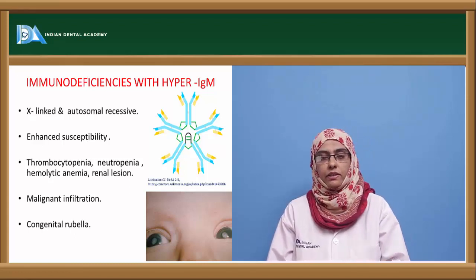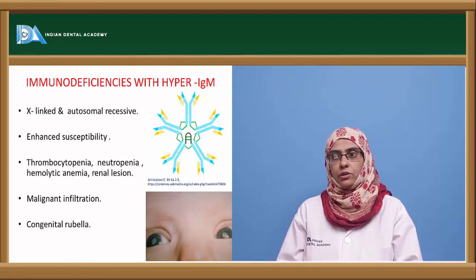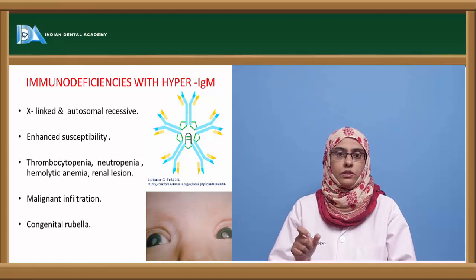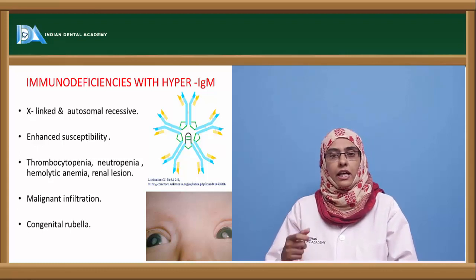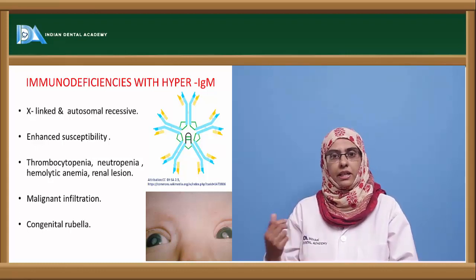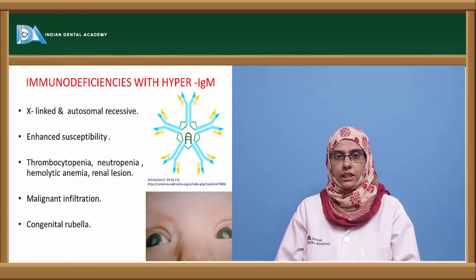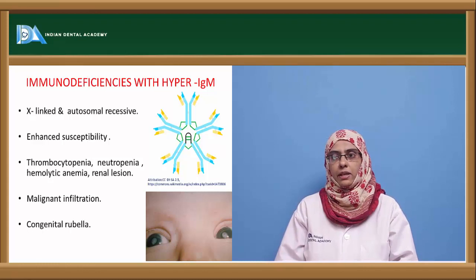X-linked again involves the male patients, and autosomal recessive means the recessive genes are present on the same chromosome, and they are the ones that are involved in the disease causation, and they can be inherited. So it is usually inherited from generation to generation, and usually involves the male patient.